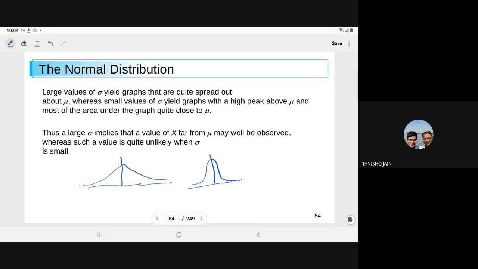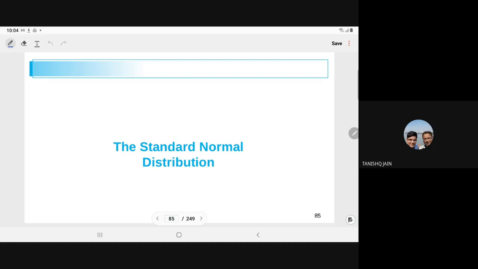Thus a large sigma implies that the values of x are far from the mean. So here x is very far from the mean position, and when sigma is small, then the x values are close to the mean. So that is some conclusion.